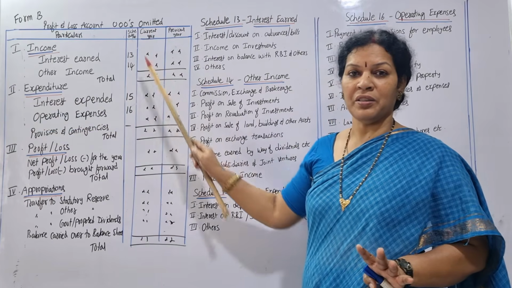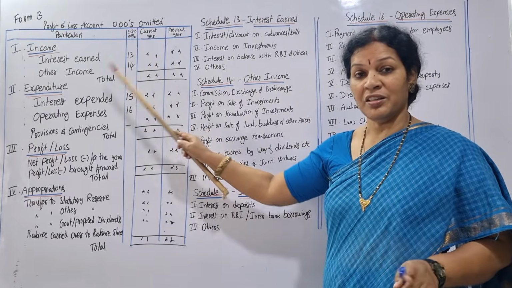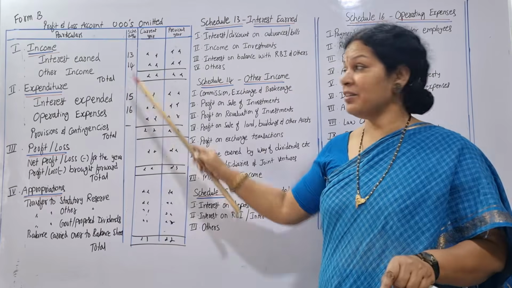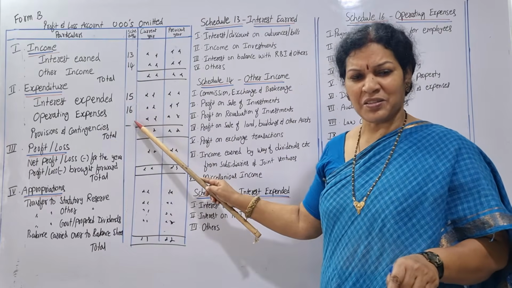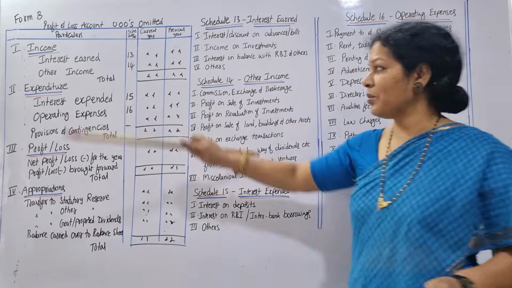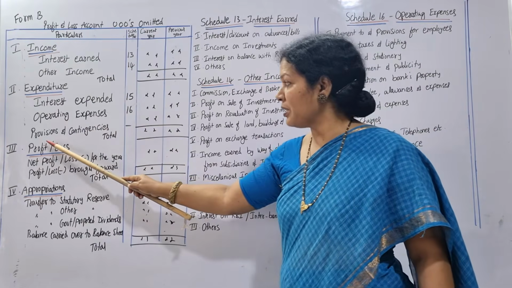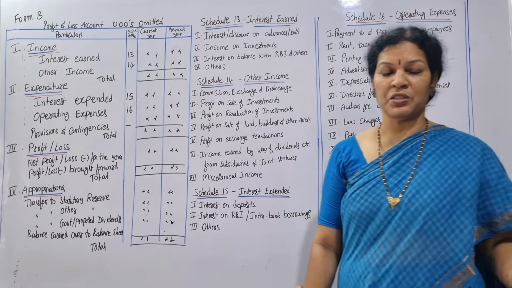Schedule number 13, 14, 15, 16. 13 is interest earned, 14 is other income, 15 is interest expended. Here interest earned, interest expended, and other expenses we are saying as operating expenses. That's all, 4. Then apart from this, under the expenditure you can write one more thing, that is provisions and contingencies.